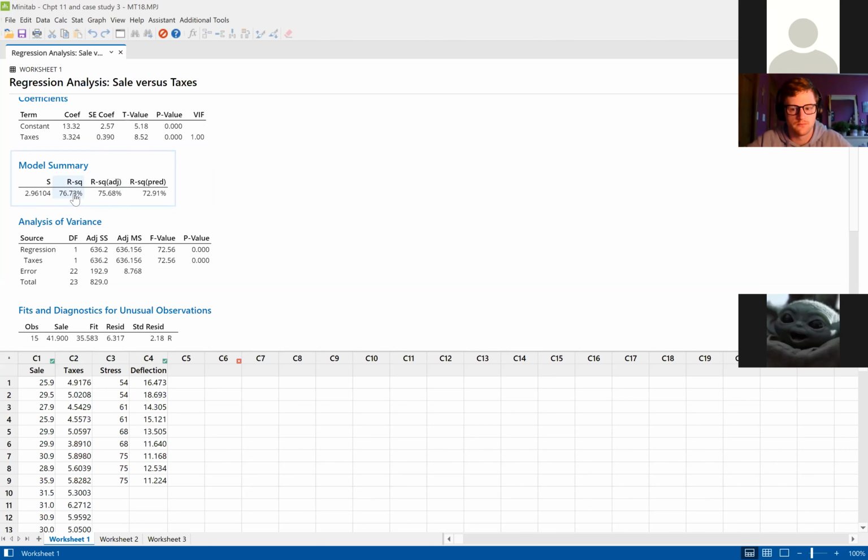You're just always going to use the standard R squared. So that 76.73 is our R squared value. And so we're going to fill that into our table.